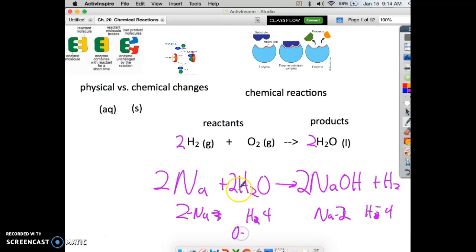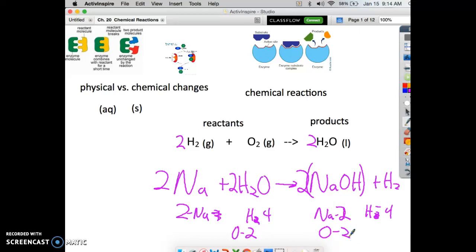Oxygens, we have 1 here times the 2 here, so that gives us a total of 2. All right, and here we have 1 times the number in front, because remember this number is like putting parentheses around the whole molecule. And so 2 times that, so I have 2 oxygens there. And now everything is balanced.